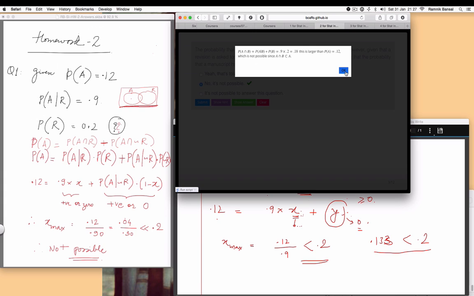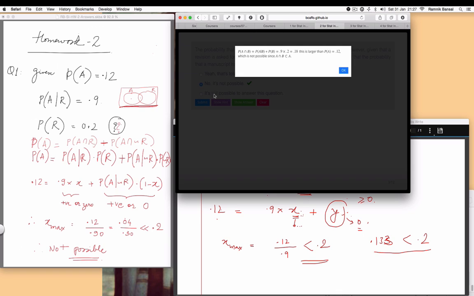I think he's explaining it in a different manner. He says the probability of A intersection B is equal to the probability of A given B times the probability of B, right? So in this case, he's just multiplying it by 0.2, and then he gets 0.18, which should actually be the probability of A intersection B. This is larger than the probability of A.